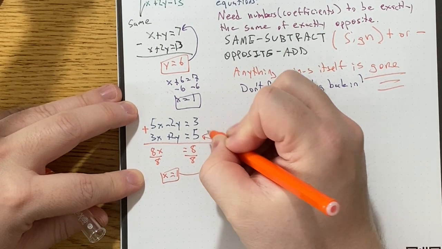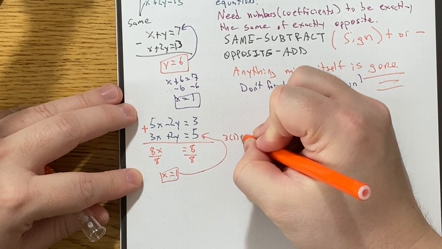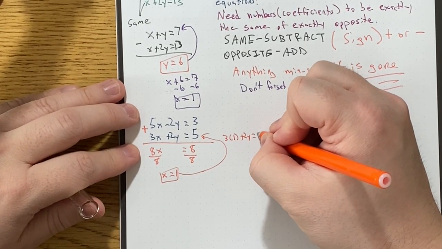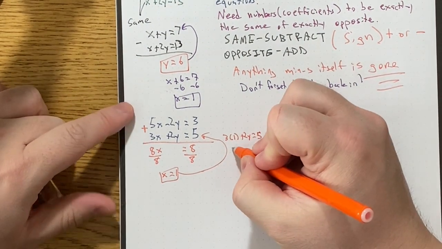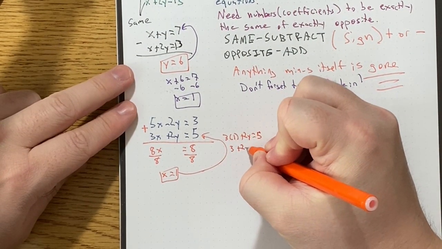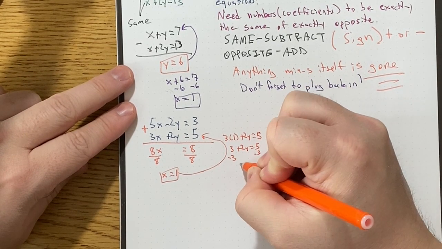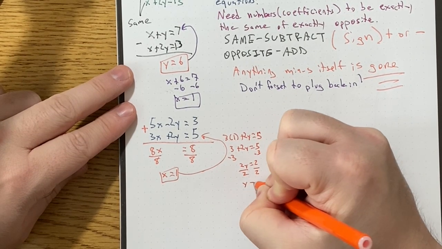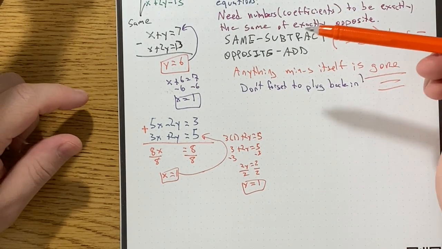Plug it back into this one for me because I don't like the negatives. 3 times 1 plus 2y. That y, that sounded weird when I said it. Don't know what that accent was. 3 times 1 is 3. Now you've got 3 plus 2y equals 5. Minus 3, minus 3, 2y equals 2. Divide by 2, divide by 2. Y equals 1.